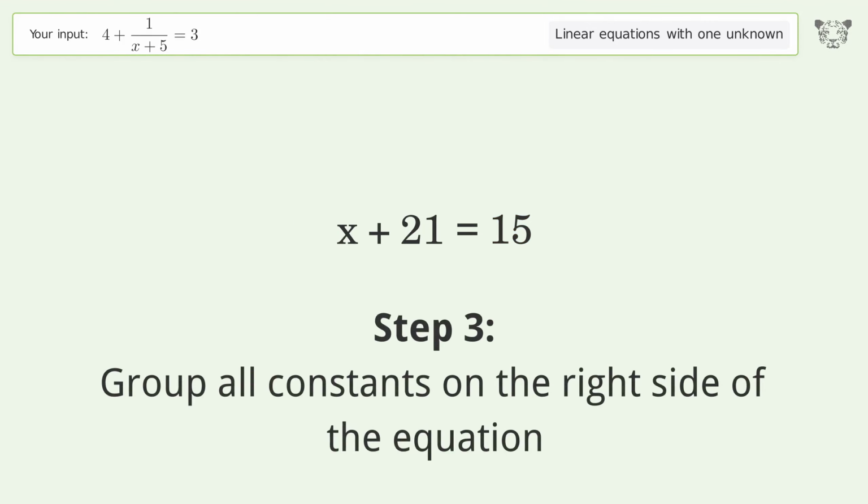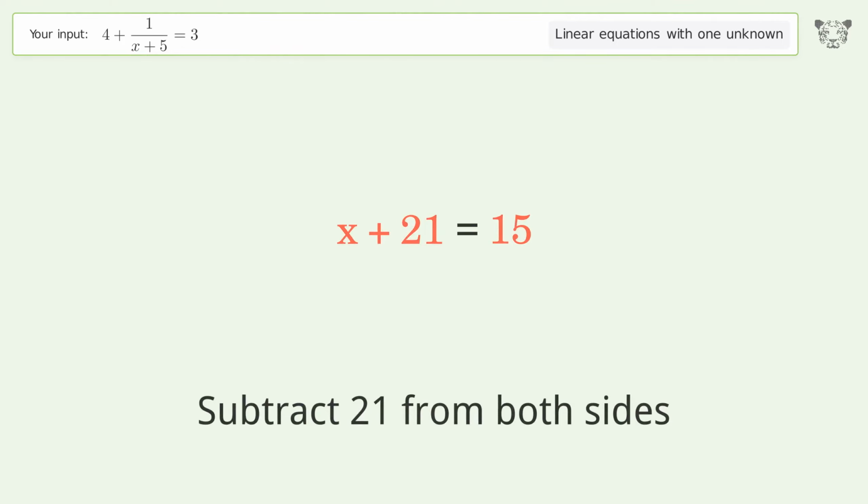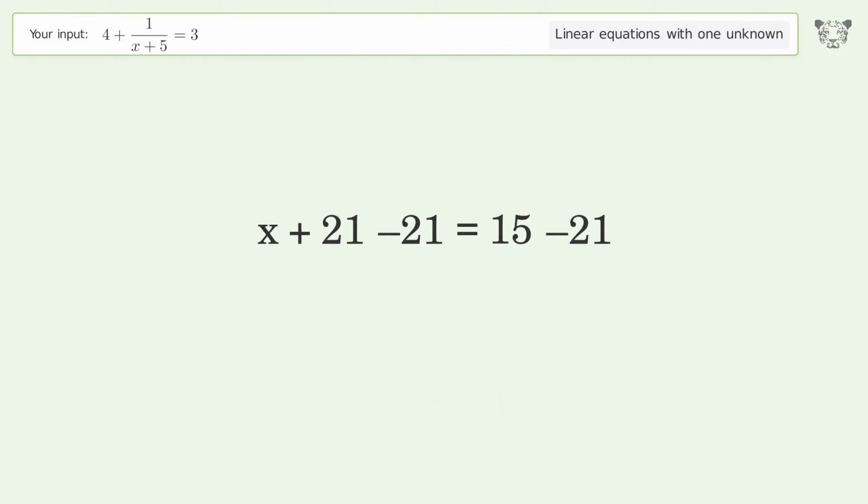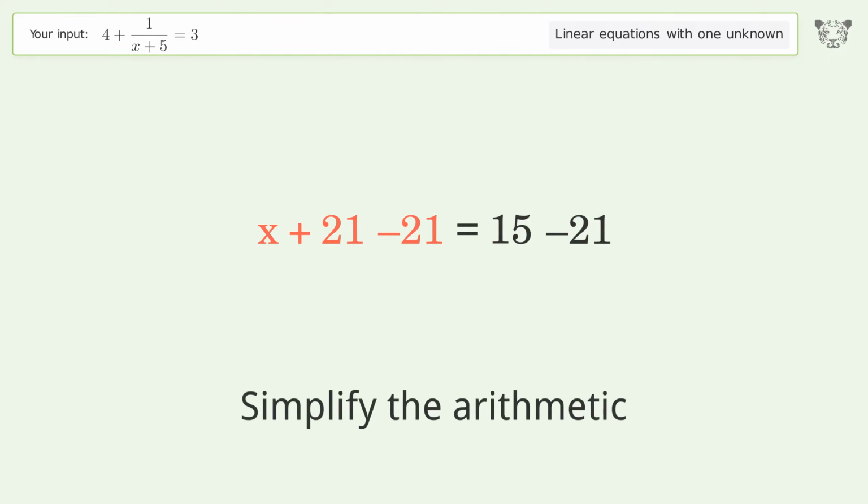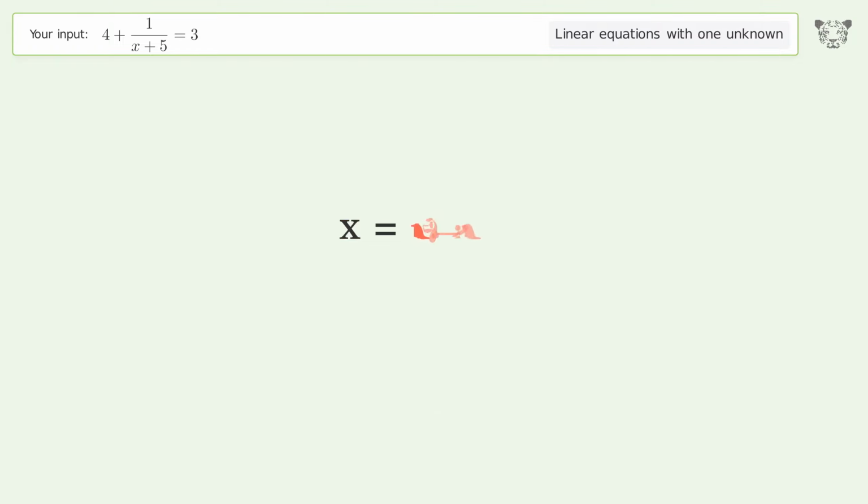Group all constants on the right side of the equation. Subtract 21 from both sides. Simplify the arithmetic. And so the final result is x equals -6.